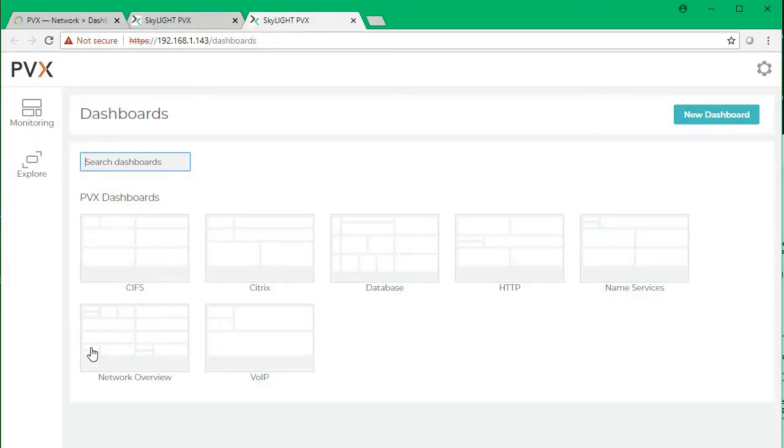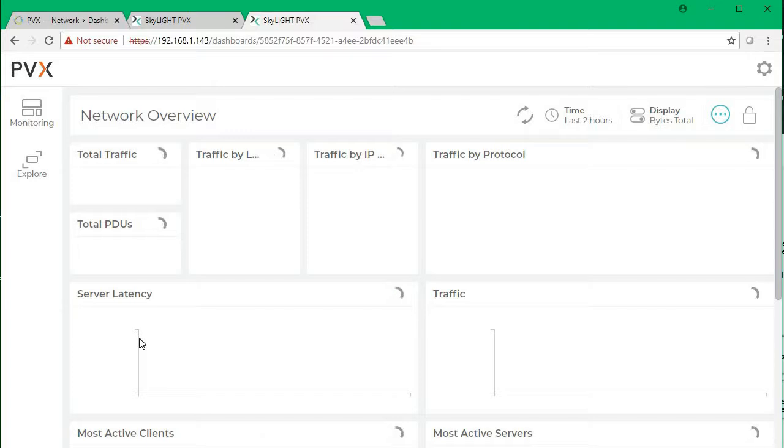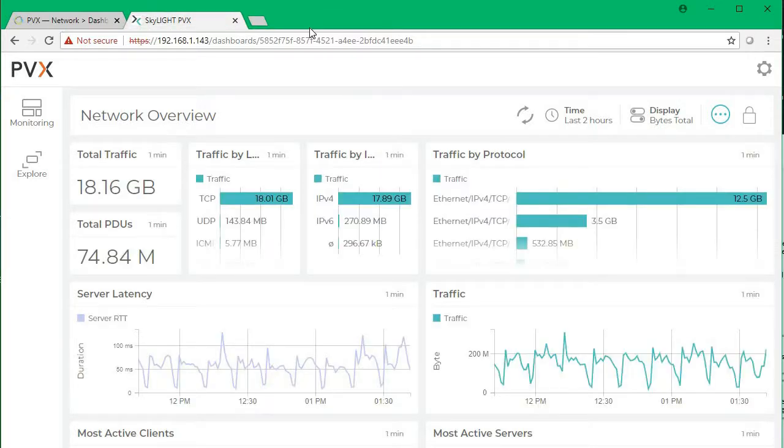PVX here. We can look at, for instance, the network overview. So looking at the network overview, we see total traffic, 18 gig, total PDUs. You can see how much of that was TCP versus UDP versus ICMP and others there as well. Other and then non. Our traffic by IP types, IPv4 obviously the majority, a little bit of IPv6. You can see the traffic by protocols.